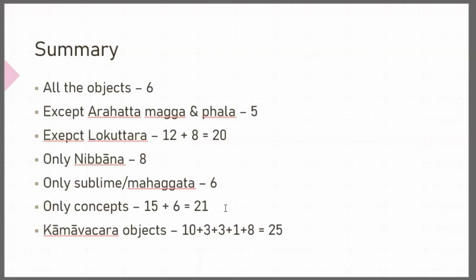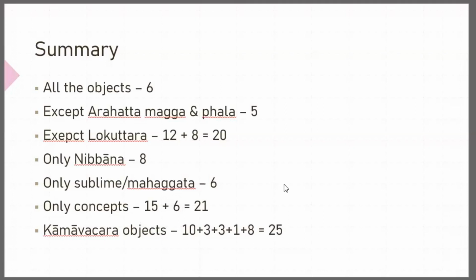Then there are 6 Chittas, the 2nd and 4th Arupavachara Chittas, Viññānañcāyatana and Neva Saññānāsaññāyatana Chittas, Kusala, Vipaka and Kiriya, that take only sublime objects. Then the 15 Rupavachara Chittas and the 1st and 3rd Arupavachara Chittas, Ākāsānañcāyatana and Ākiñcaññāyatana Chittas, take only concepts.